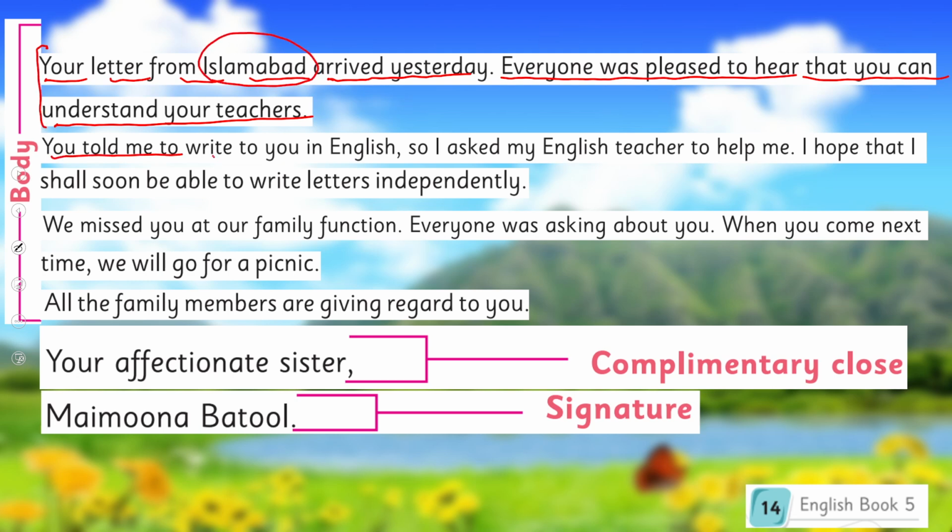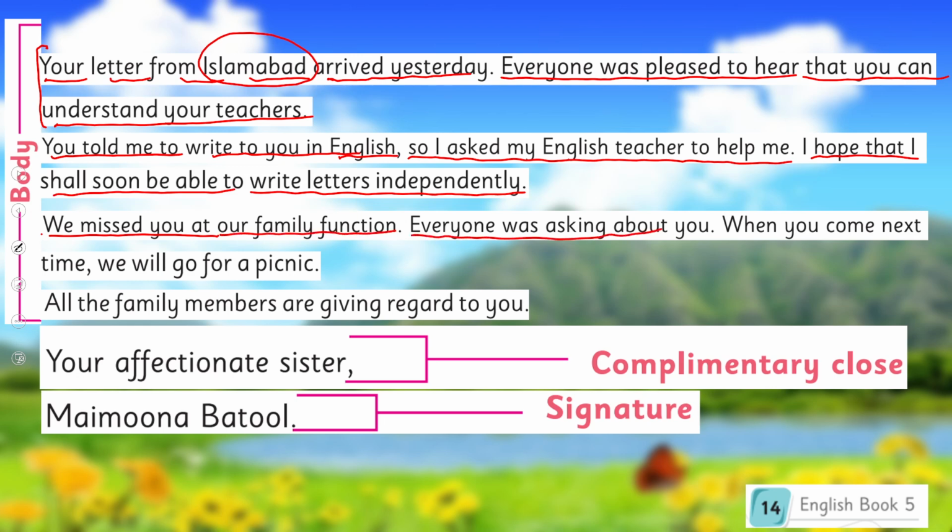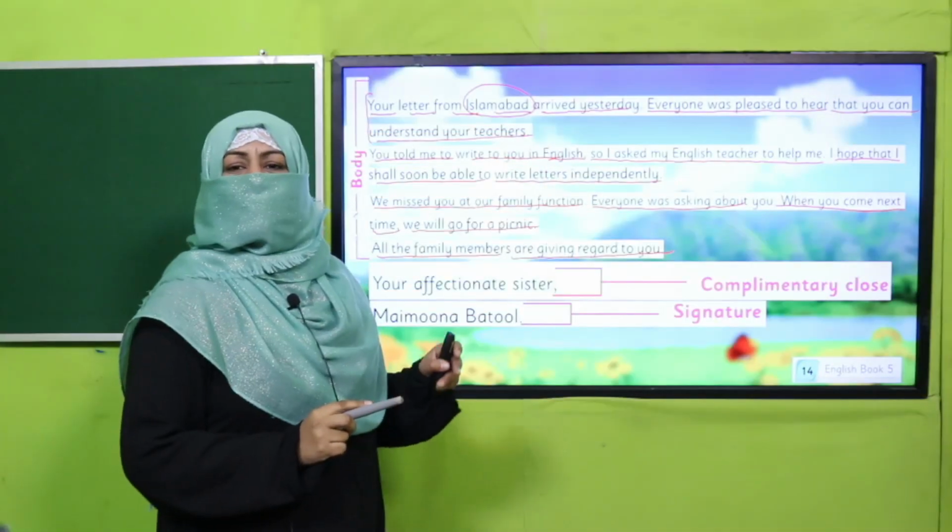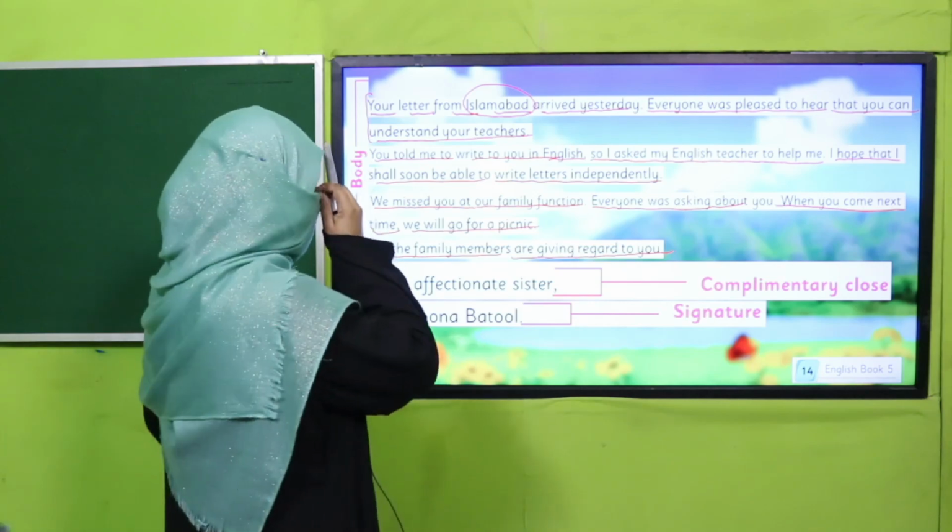You told me to write to you in English, so I asked my English teacher to help me. I hope that I shall soon be able to write letters independently. We missed you at our family function. Everyone was asking about you. When you come next time, we will go for a picnic. All the family members send their regards to you. That's it. So this is a simple and small letter which the sister has written to her brother.